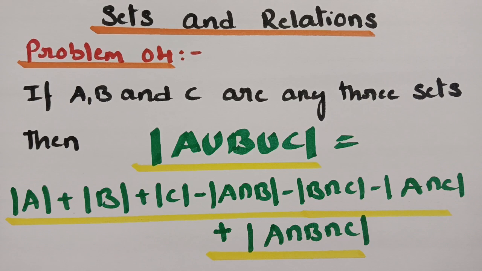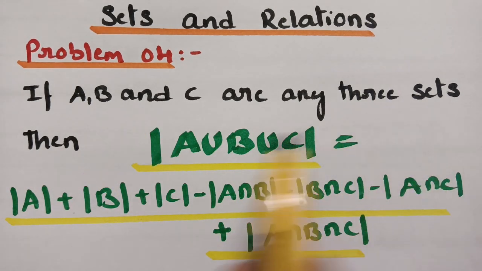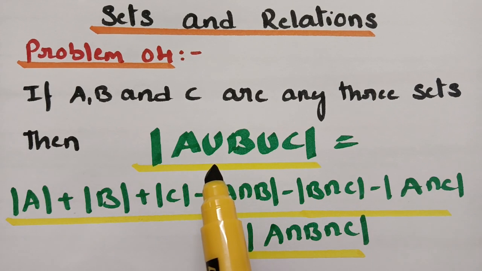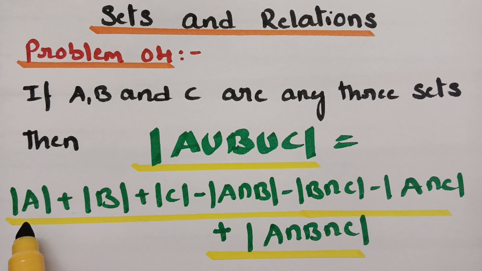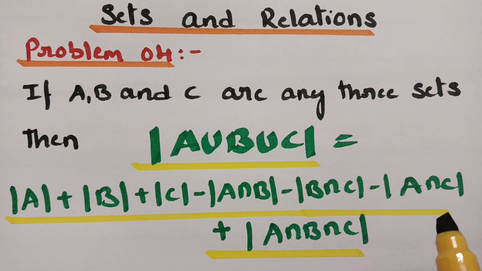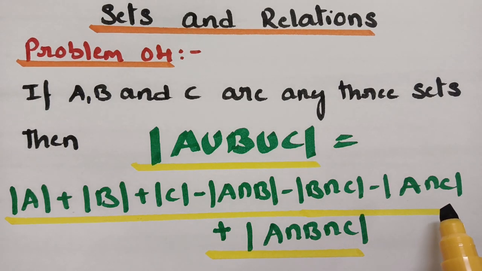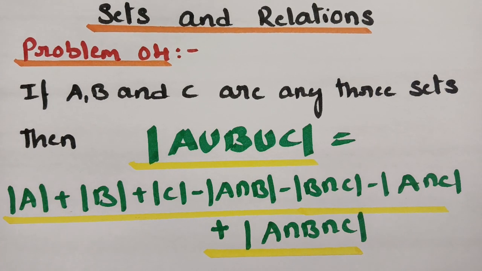In today's video, if A, B and C are any 3 sets, then the number of elements in A union B union C is equal to the number of elements in A plus the number of elements in B plus the number of elements in C minus the number of elements in A intersection B minus the number of elements in B intersection C minus the number of elements in A intersection C plus the number of elements in A intersection B intersection C. And this is going to be proved here.